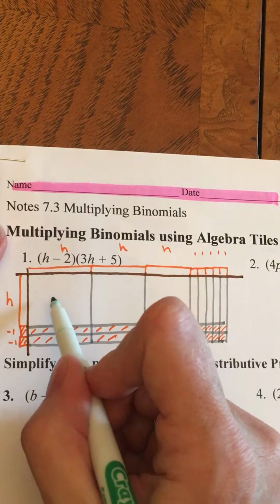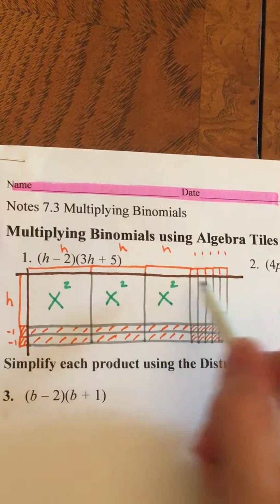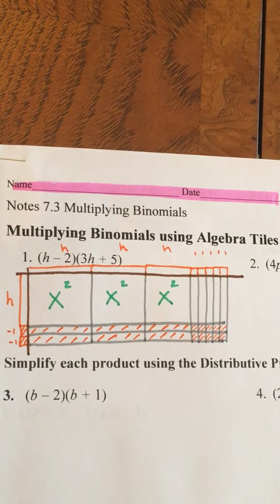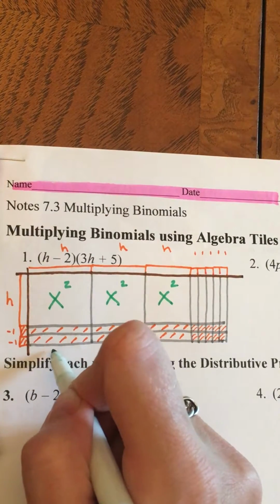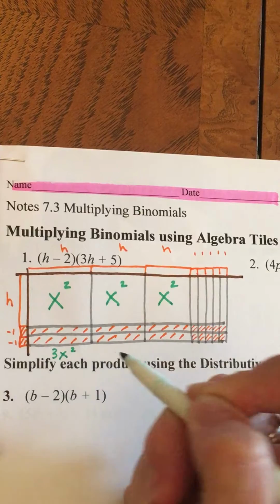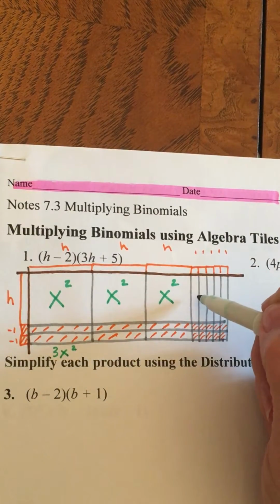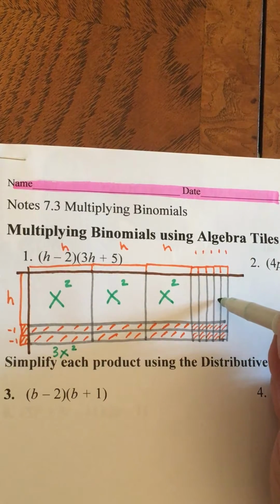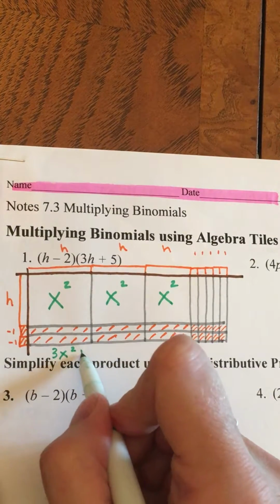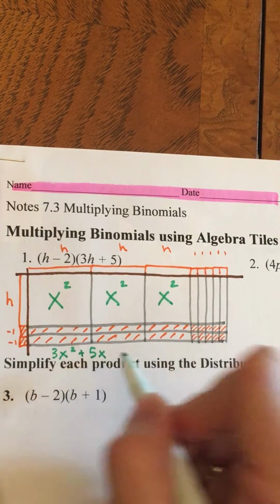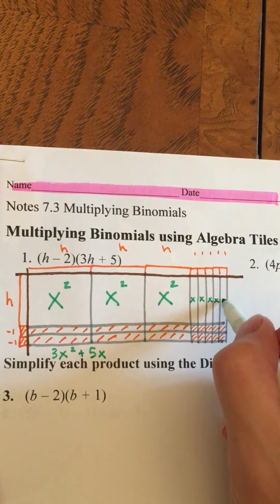So let's count. X squared, X squared, X squared. I have 3 large X squareds. Great. Let's write that: 3x squared. Now let's see how many sticks we have. I have 1, 2, 3, 4, 5 positive white sticks. So let's put plus 5x. We know that all of these sticks are positive x's.